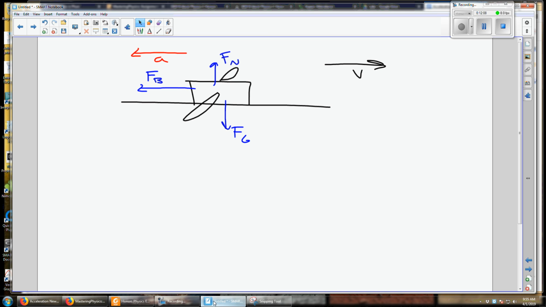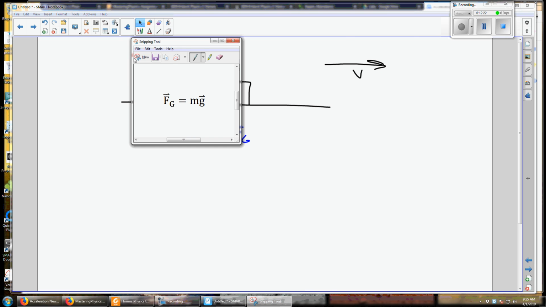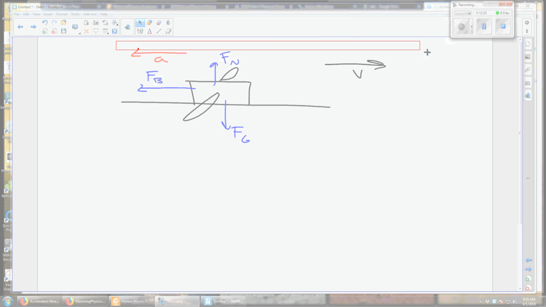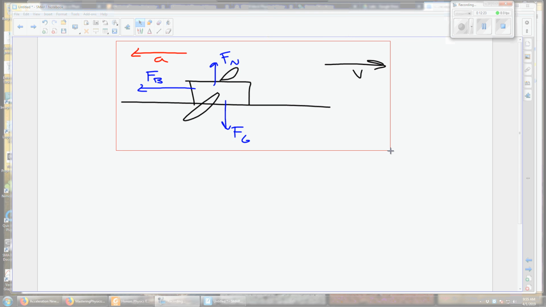So that would be my force diagram that I would need in there. I've got everything going on. My forces are touching my object. My acceleration and my velocity are not, because they're just describing the motion. Let me grab that, put it in my notes so I have it.